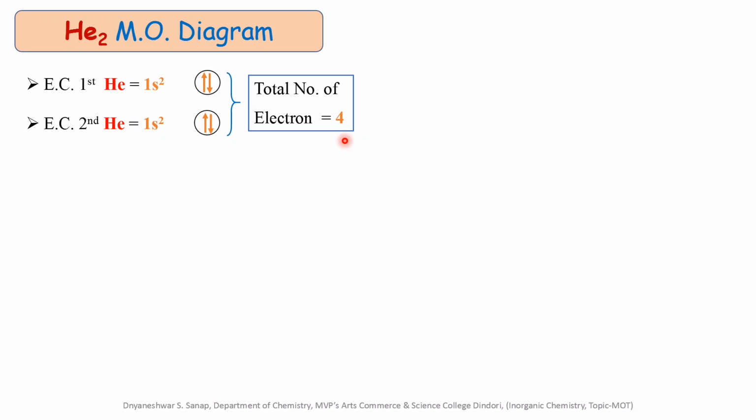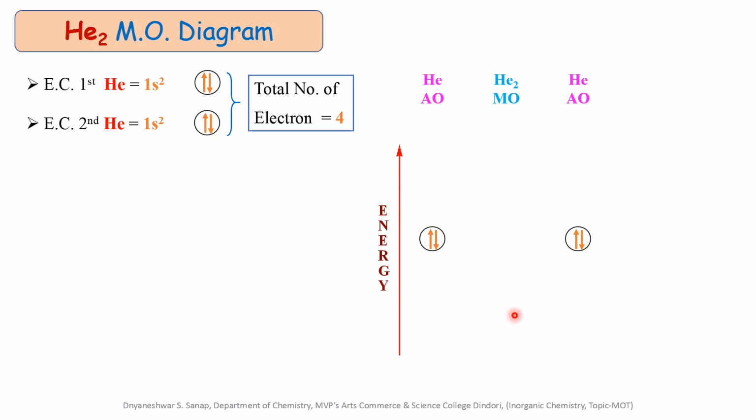Let us start drawing the molecular orbital energy level diagram. The increasing order of atomic orbitals is like this. Let us put the atomic orbital of each helium atom at a particular energy level. The atomic orbital of the first helium atom at this energy level, having 2 electrons in its valence shell, combines with the atomic orbital of the second helium atom having 2 electrons in its valence shell. After combination of these two atomic orbitals, according to the LCAO principle, it produces two molecular orbitals.